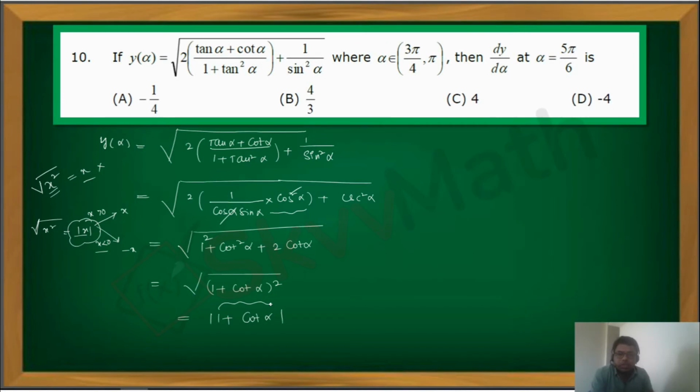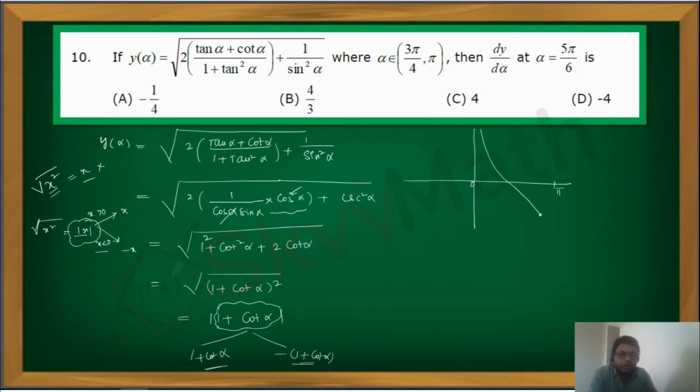Now here inside the mod, 1 plus cot alpha is there. If 1 plus cot alpha is positive, the result is going to be 1 plus cot alpha. If 1 plus cot alpha is negative, the result is going to be minus of 1 plus cot alpha. Now we have to see whether the function sitting inside the modulus is positive or negative. So we have to decide whether 1 plus cot alpha is positive or negative. To do that, an interval is mentioned in the problem, that alpha belongs to 3 pi by 4 to pi. So what I do, first I draw the graph of cot x.